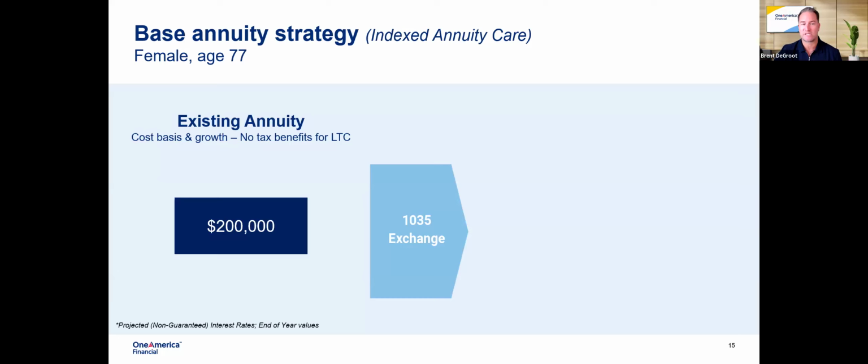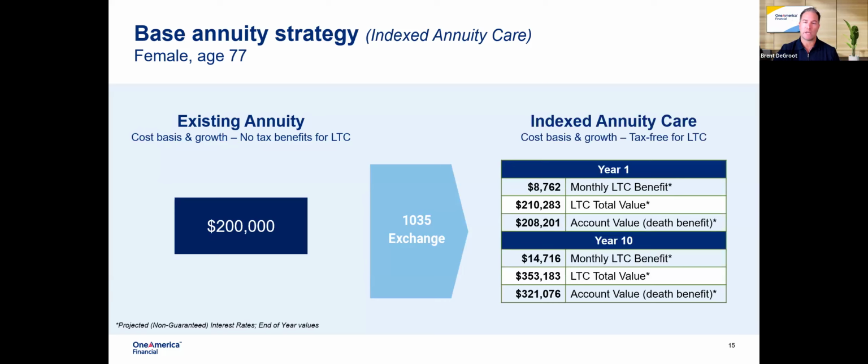Well, here's what happened with this 77-year-old. So we took that 1035 exchange of that 200,000, put it into indexed annuity care. And now I want to show you the growth that happened over that process. So essentially after year 1, I think starting out when we just did the original annuity care exchange, they had an $8,600 monthly benefit amount, but it's still going to continue to grow as long as they're not accessing that. So now the monthly benefit amount has grown after year 1 to $8,762 as a monthly LTC benefit.